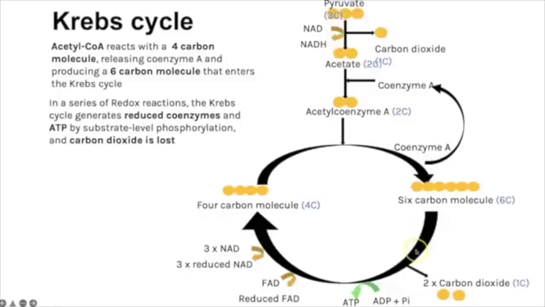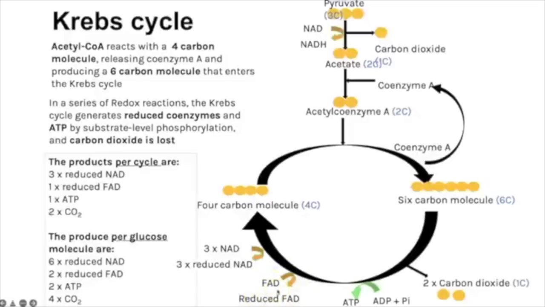The 6-carbon to the 4-carbon molecule, which is then regenerated. To go from 6 to 4, we must have lost 2 carbons, and that's in the form of 2 carbon dioxides. We only have 1 molecule of ATP being produced, but we have quite a few reduced coenzymes. We create 3 reduced NAD and 1 reduced FAD, which is our final coenzyme involved in respiration. So overall, the products per cycle are 3 reduced NAD, 1 reduced FAD, 1 ATP and 2 carbon dioxides.